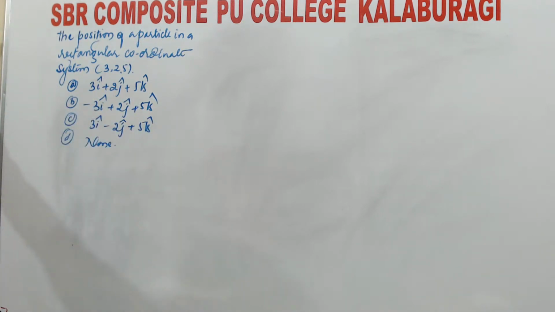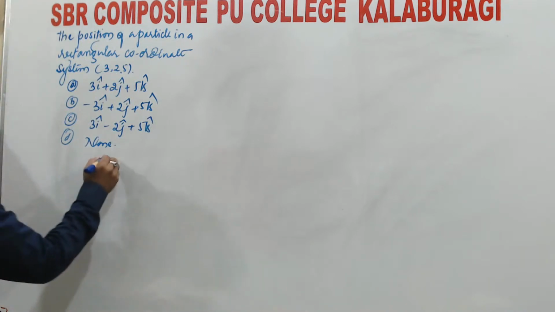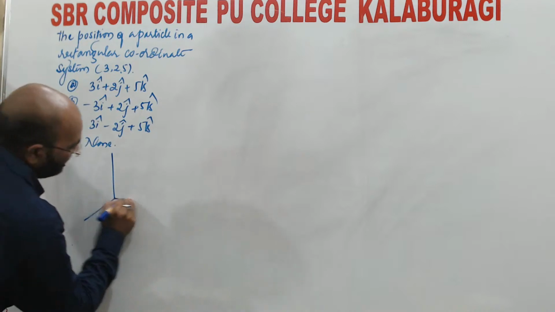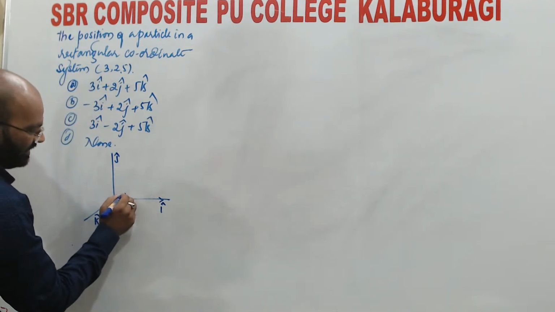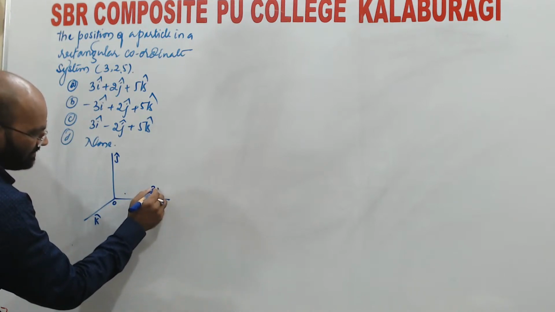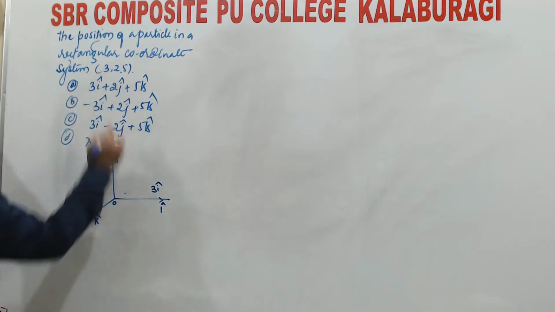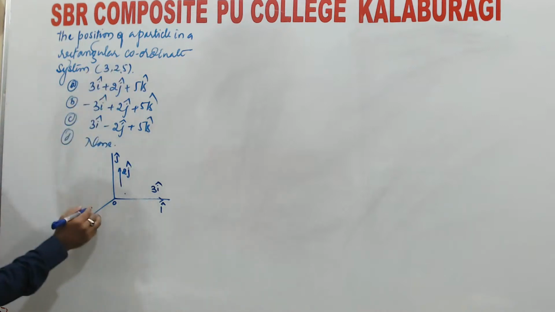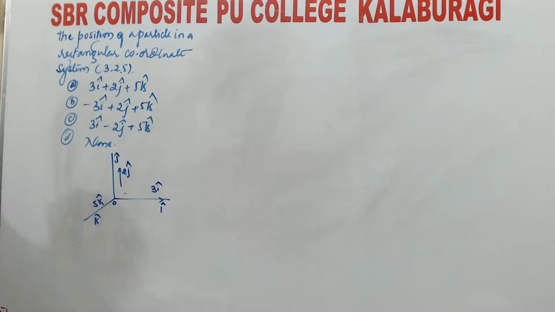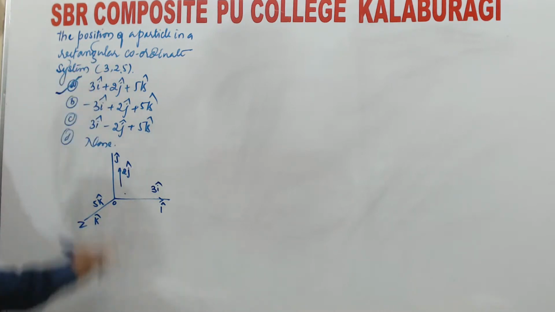Then how do we represent it? In the rectangular coordinate system, this is the y-axis, this is z, and this is x. The unit vector acting along x is i cap, along y is j cap, and along z is k cap, starting from the point O. The first 3 units, moving along x, are 3 times i cap. The next 2 units move along the vertical axis, which is 2 times j cap. And the last 5 units move along the z axis, which is 5k cap. It means option number one is the correct one.